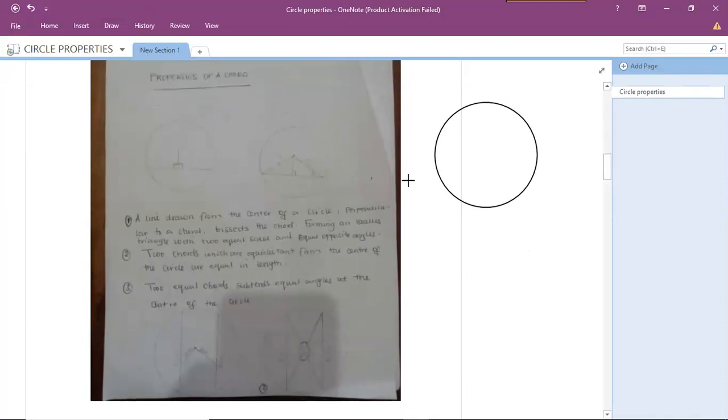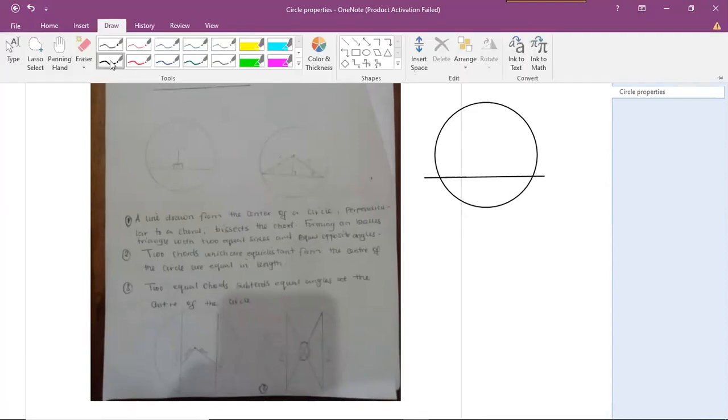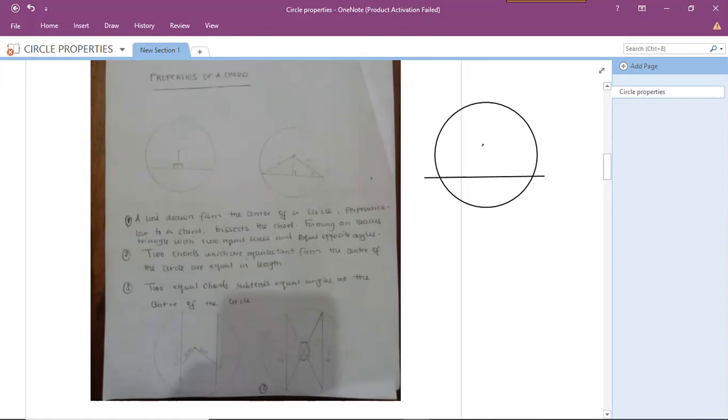So the first rule, if I draw a chord there. A chord, remember, is a line that connects any two points on the circumference and does not pass through the center. So the first circle property of a chord is that if you draw a line from the center perpendicular to the chord, it actually bisects the chord. A line drawn from the center of the circle perpendicular to the chord bisects the chord. That is, we are cutting this chord in two equal halves. So let's say this is my center, the center of the circle.